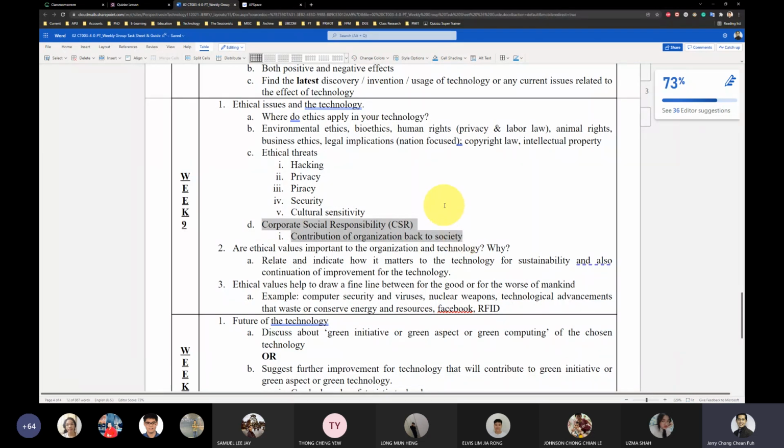This applies to everyone. Your company, especially as a technological company, you will definitely find out that they have some CSR activities. They have definitely done some contribution back to the society. So find out and highlight some main projects that your company have. Highlight some of those.